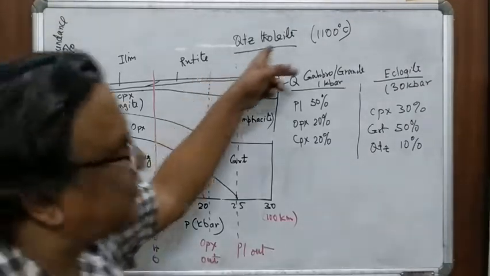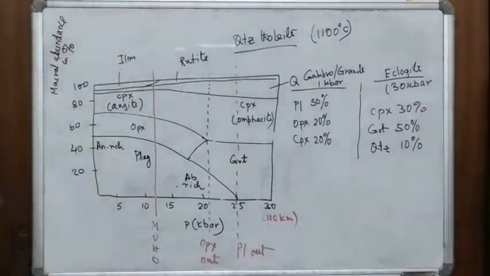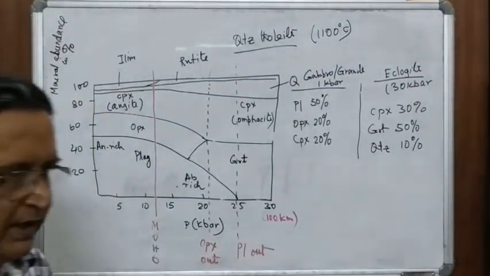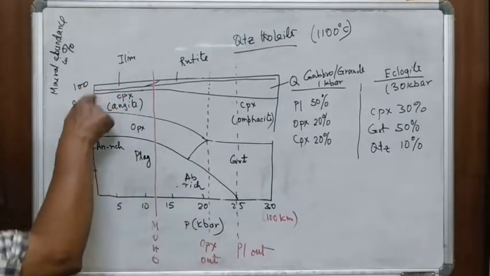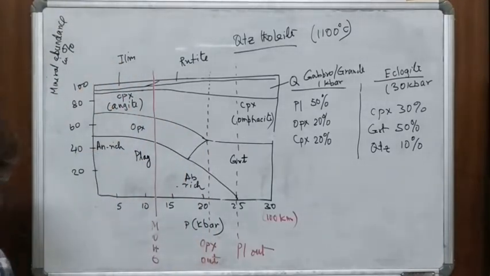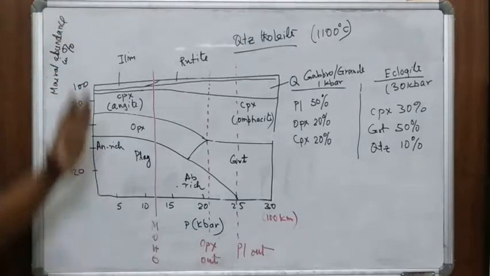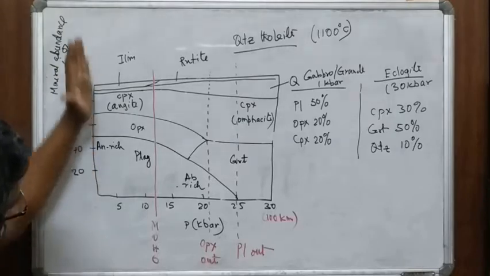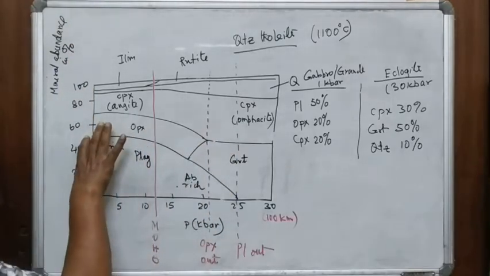And he took a quartz tholeiite, which is common on the ocean floor. You know, they undergo subduction, etc. And here on the left hand there is a mineral composition. This is the abundance of mineral percentage. So he took a rock of this percentage. What is the percentage? Plagioclase is roughly 50%.